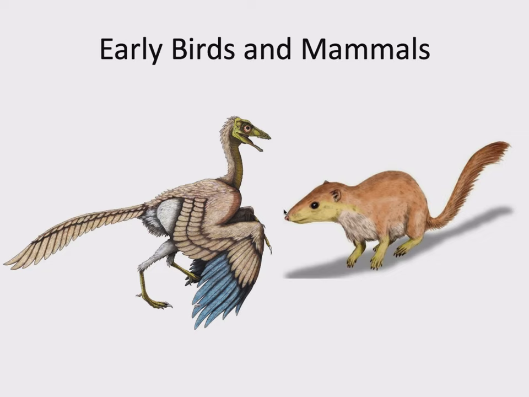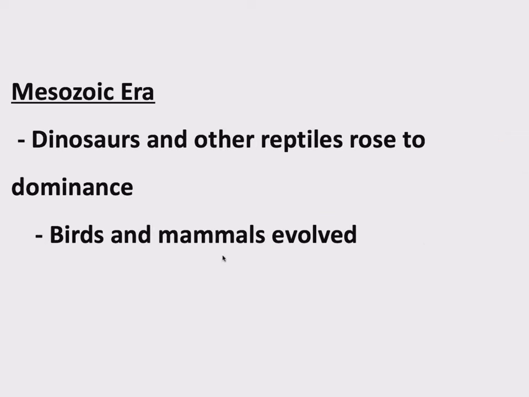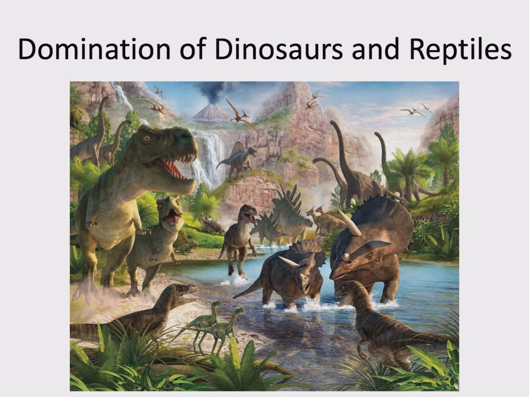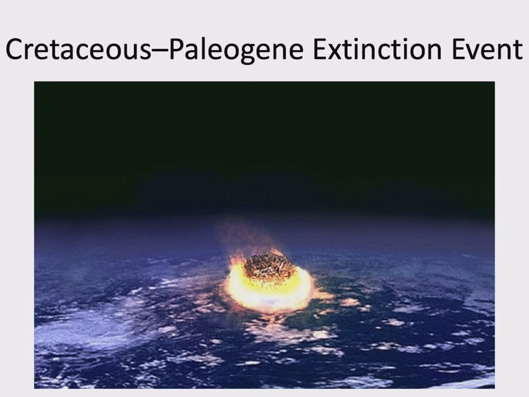Both of these are just sort of in the background near the end of this era, but they did evolve among the dinosaurs. But as we all know, this was not to last for the reign of the dinosaurs here. We have another major extinction event, the Cretaceous-Paleogene extinction event. This one's a lot better understood than the Permian-Triassic extinction event. This was caused by a meteor impact, the evidence of which is still seen in southeast Mexico.